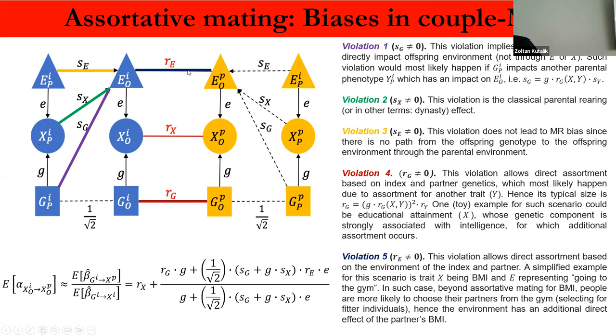When, for example, this is non-zero, imagine a trait, I just give an example, this is BMI, this is gym going. If you go to the gym, you tend to reduce your BMI. Of course, partners often might go to the gym together. They often have a stronger assortment, a stronger similarity for gym going than for BMI. And this can lead to a pretty big upward bias. So you overestimate the BMI similarity just because you count in the gym going, which is an addition. So there are different violations that can give rise to different biases in this causal effect estimate.